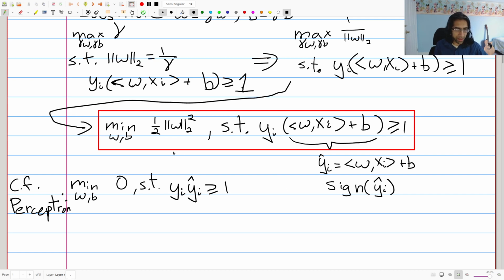Good. Now, one thing that I want to mention is this might seem kind of familiar in terms of our perspective on regularization. Remember that regularization, we looked at this when we were talking about least squares or linear regression.